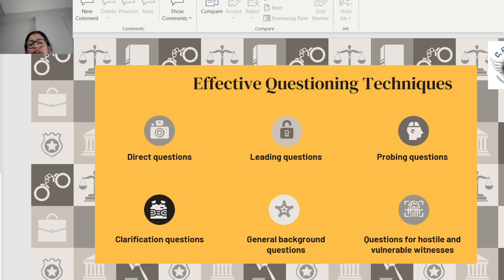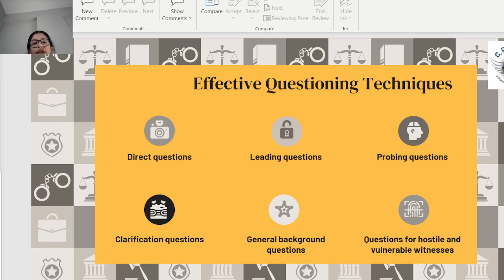Also, you ask them general background questions. For example, it helps us to establish the witness's credibility. For example, what is your full name, your age, occupation, how do you know the victim, or how do you know the accused, and where were you all the time. You have seen in the movies, the first question that the interrogator asks is, where were you at the time of the incident, right? And how well do you remember the events of the day? These are your general background questions.